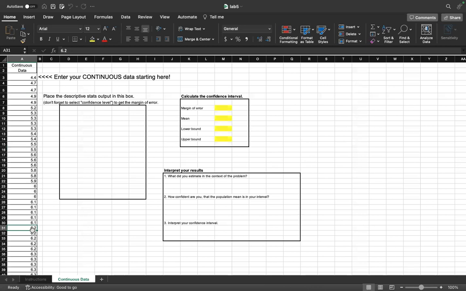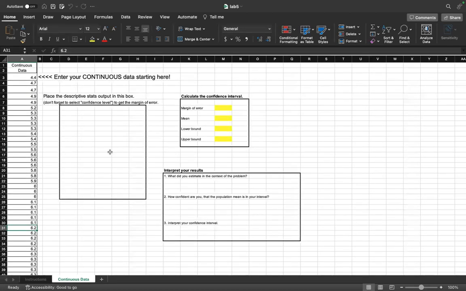You are more than welcome to grab your data from your final project, one of your variables, if you'd like. Use whatever you want for your data. You're not going to be judged on what the data is. But you never know, you might decide to throw confidence intervals into your final project, and you can use this lab to help you with that.